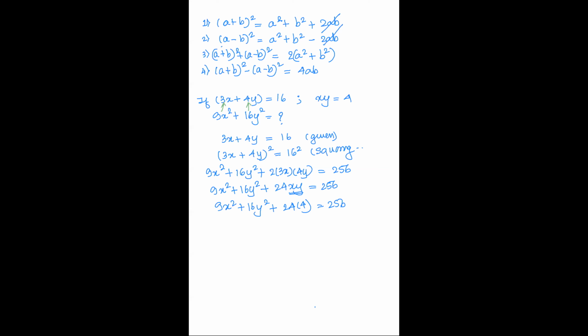Yes, all the students are correct. 9x square plus 16y square is equal to 256 minus 96. And we get the answer 9x square plus 16y square is equal to 160. Okay, one of the students has asked, sir, how xy equals to 4? Okay, look over here. xy is equal to 4 is the given information in the question. Question में वो information दी गई है हमें.